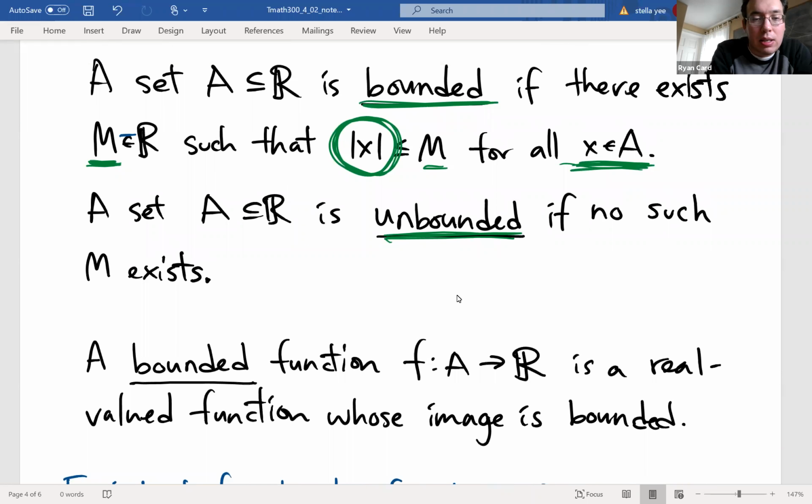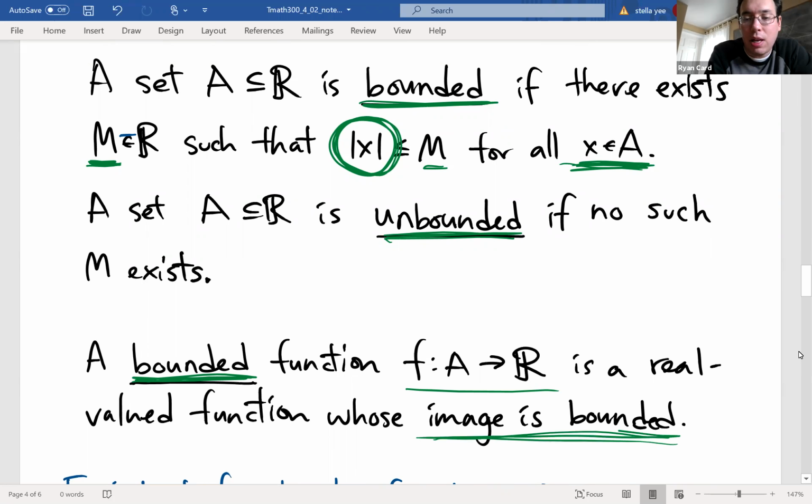And the notion of bounded can be applied to functions as well. We say a function itself is bounded if it's a real valued function and the image is bounded. So all of the outputs are less than or equal to some single number m when you take the absolute value.